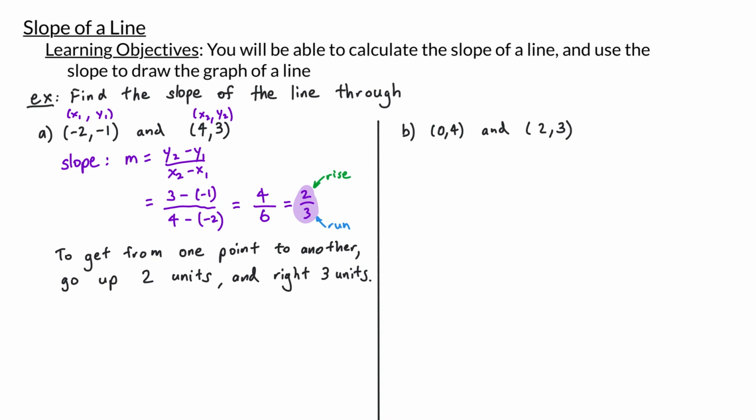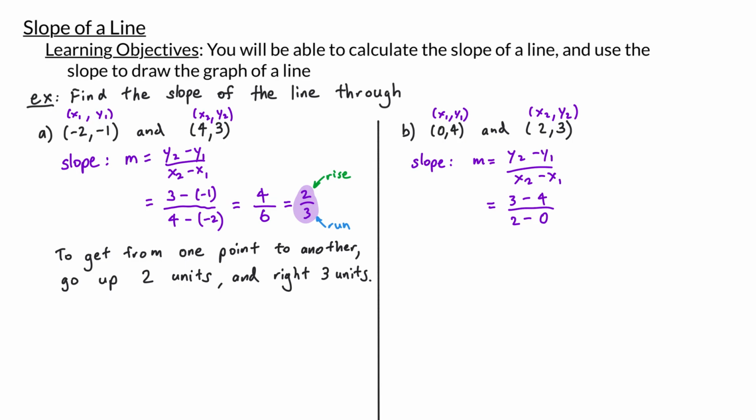Here we want to find the slope of the line that goes through the 2 points (0, 4) and (2, 3). And again, if we want to find the slope, we use the slope formula: m equals y2 minus y1 divided by x2 minus x1. Once again, we'll let (0, 4) be our first point, and (2, 3) will be our second point. So now let's calculate the slope. Our y2 is going to be 3. Our y1 is 4. So in the numerator, we have 3 minus 4. And then our x2 is going to be 2, and our x1 is 0. So in the denominator, we have 2 minus 0.